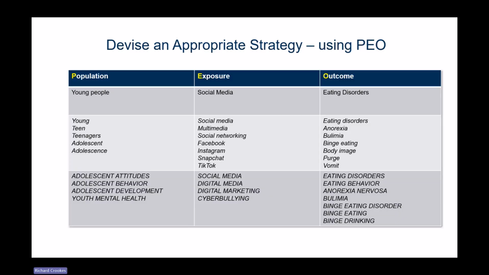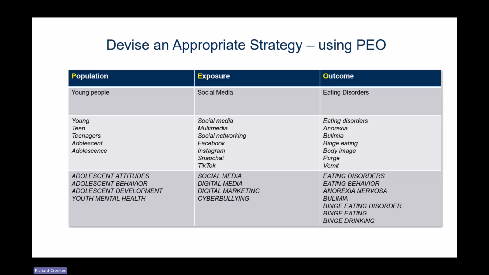Then we have the exposure. So obviously social media could also be social networking. It could be a specific program or app like Facebook or Instagram or Snapchat, or more importantly, TikTok these days. So again, there are things that we can search directly for. And then there's the outcome. So we are looking at eating disorders, but that can be in different forms. It could be anorexia, it could be bulimia, binge eating, it can relate to body image, and so on.